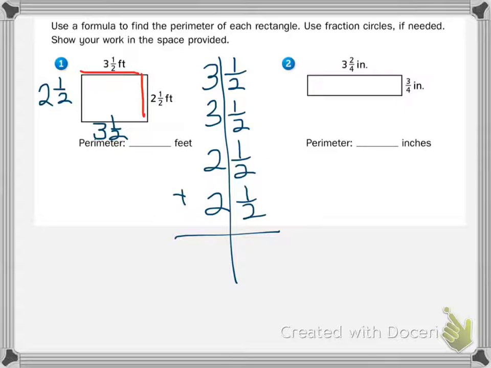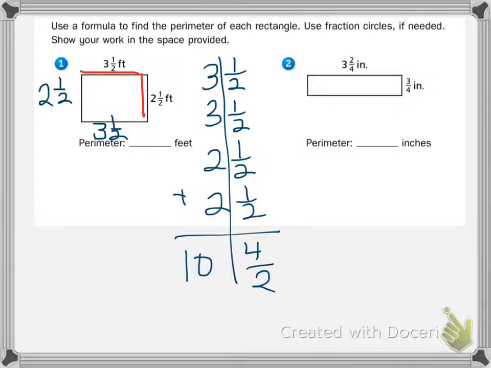So let's add these up. 1/2 plus 1/2 is 2 halves, plus another half is 3 halves, plus one more half is 4 halves. And then 3 plus 3 is 6, plus 2 is 8, plus 2 more is 10. So we get 10 and 4 halves.